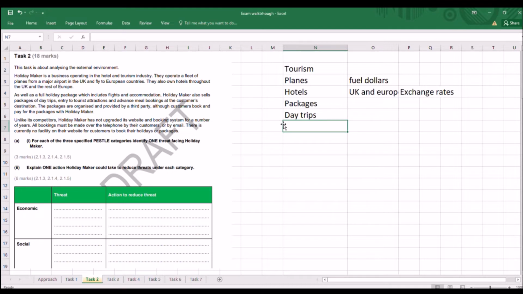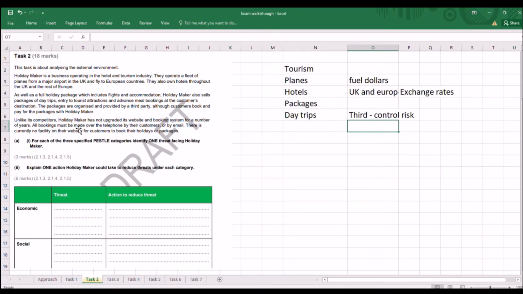The packages are organised and provided by a third party. Alright, so we've got a third party, we don't control. So we've got control risk going on there as well. We don't control that, and they might do things that are dodgy or provide a poor service, although customers book and pay for the packages with Holidaymaker. So again we're coming back to some kind of exchange rate risk as well.